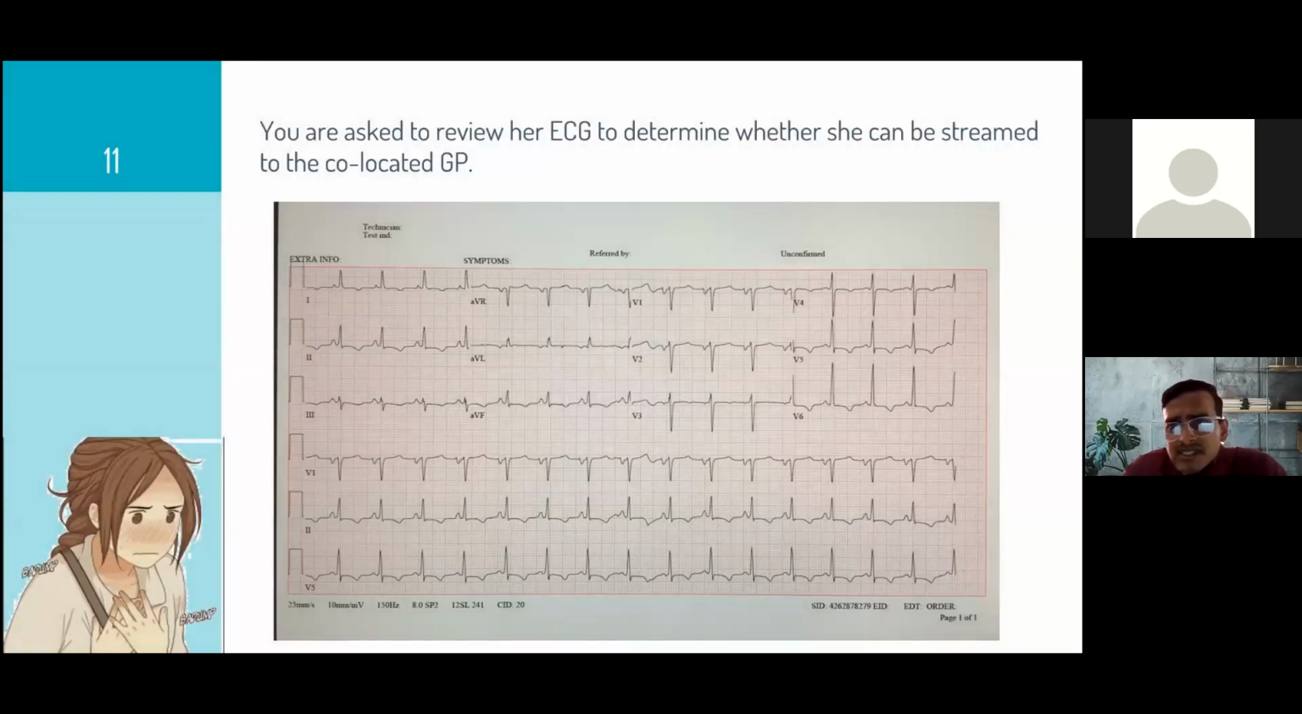So the nursing staff comes back with the ECG, and you are asked to review her ECG to determine whether she can be streamed to the co-located GP. Can anyone tell me what are 2 abnormalities that you see in the ECG? Anyone? Yes, short PR interval, and I can see a delta wave. This looks like a WPW. Anyone else? Any other interpretation? Peaked P waves, T wave inversion in V5, V6, V4, and also lead 3.